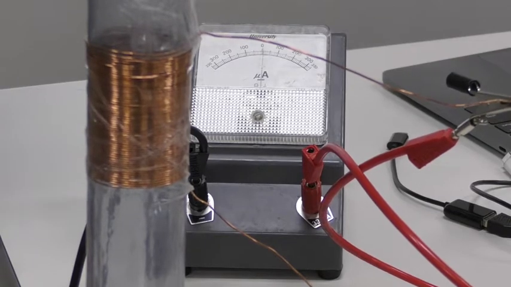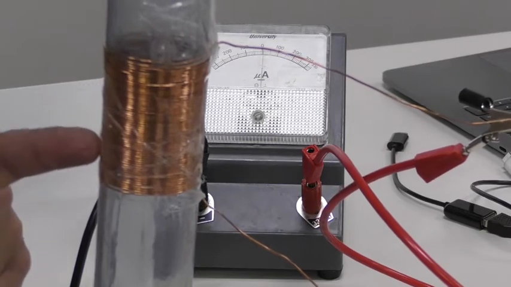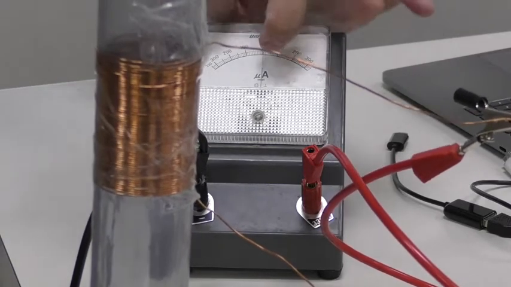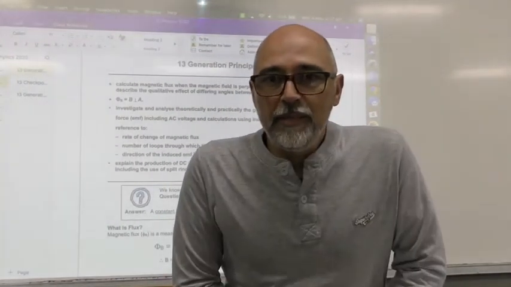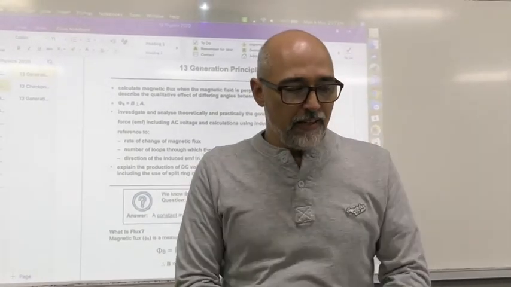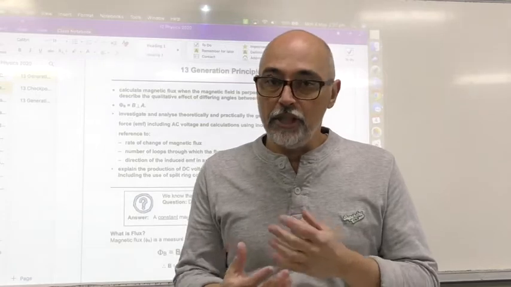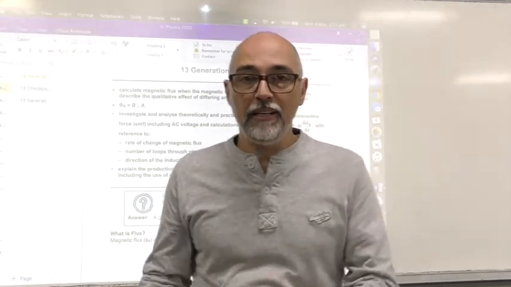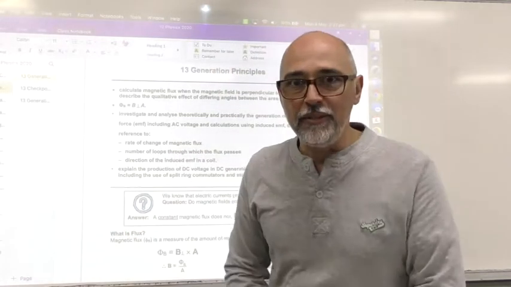The magnet goes past there in the clear tube, and as it passes by the coils, a current is induced, which you see here in the movement of the needle backward and forward. Okay? So that's what we're going to be studying today, the idea of how current can be generated from magnetic fields and how magnetic fields can be generated from currents. Okay? And these are generation principles.